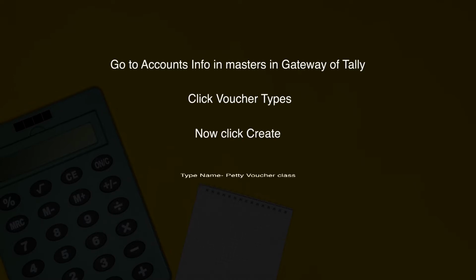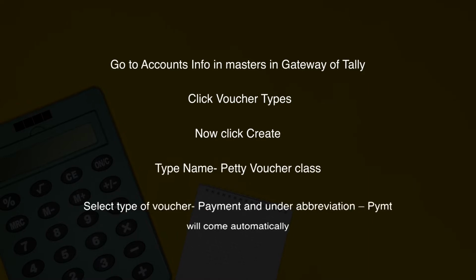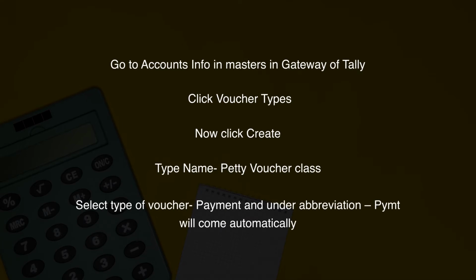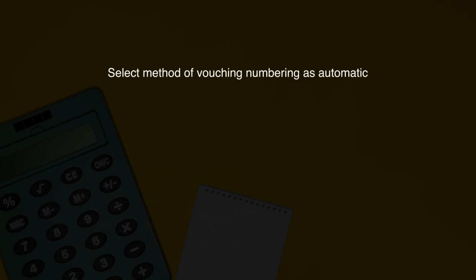You will need to go to Accounts Info in Masters in Gateway of Tally. Then click Voucher Type. When you click the voucher type, it will ask you whether you want to create. Click on that, type the name as petty cash voucher class. Select the type of voucher as payment, and under abbreviation, PYMT, the short form for payment, will come automatically. Select the method of voucher numbering as automatic, so once one voucher is created, it will automatically update to 2. You don't need to do it manually.